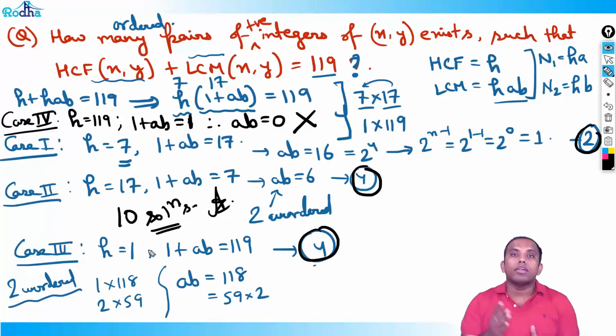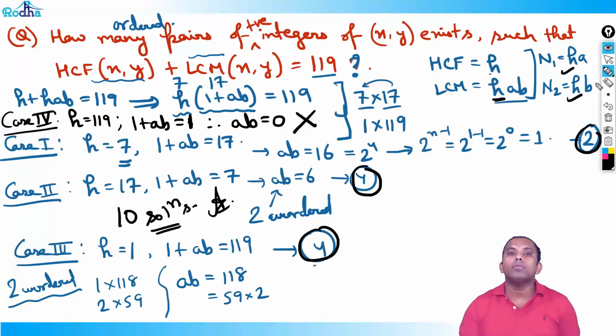So if HCF is H, the numbers are what? HA and HB, where A and B are co-prime. So the two numbers are HA and HB. Okay, what is their LCM? Both are multiples of H, so H will be in the LCM, and A and B are co-primes.